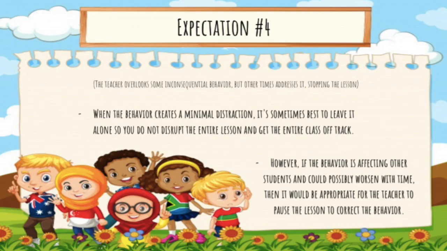The fourth expectation is that the teacher overlooks some inconsequential behavior, but other times addresses it, stopping the lesson. When the behavior creates a minimal distraction, it's sometimes best to leave it alone so you do not disrupt the entire lesson and get the entire class off track. However, if the behavior is affecting other students and could possibly worsen with time, then it would be appropriate for the teacher to pause the lesson to correct the behavior.